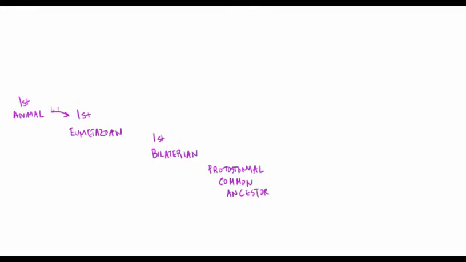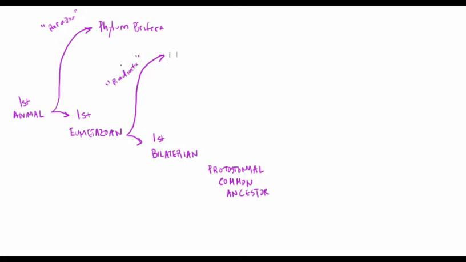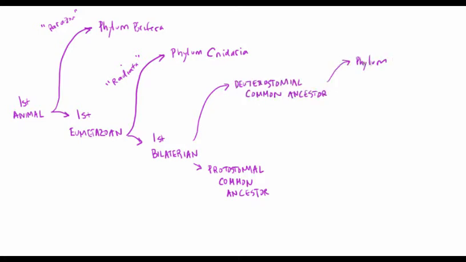Then up from the first animal, we've got the phylum Porifera. Then you've got the radiata, the phylum Cnidaria, coming off from the first eumetazoan. From the bilaterian, we go up to the deuterostomial common ancestor, which gives us both the phylum Echinodermata as well as the phylum Chordata.